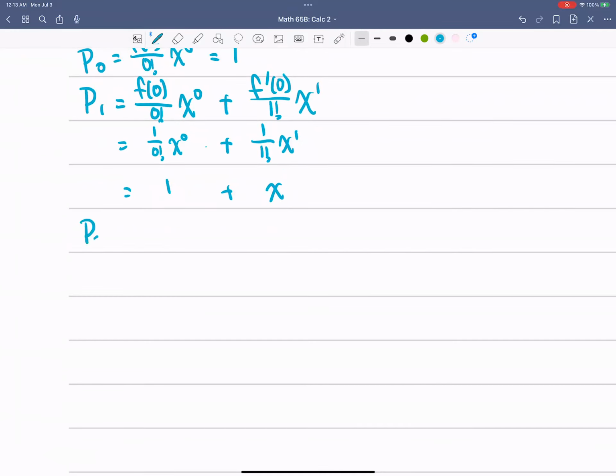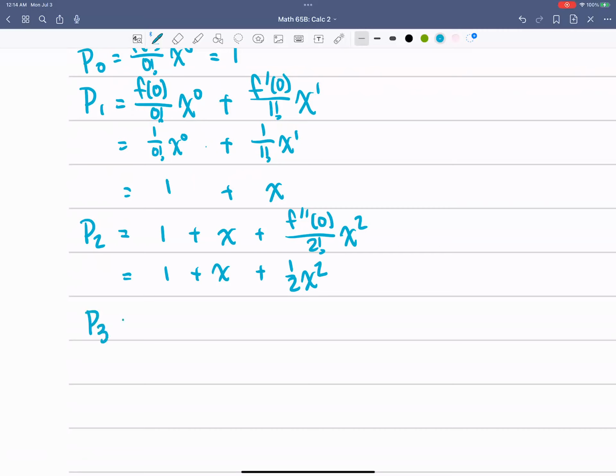And looking at the second polynomial, why don't we just do this? 1 plus x plus the following term is going to be f double prime evaluated at 0 over 2 factorial, x squared. That's 1 plus x plus, let's see, 1 over 2 x squared.